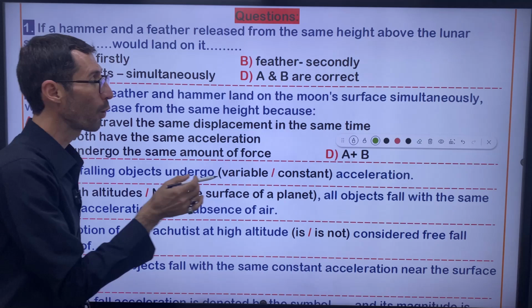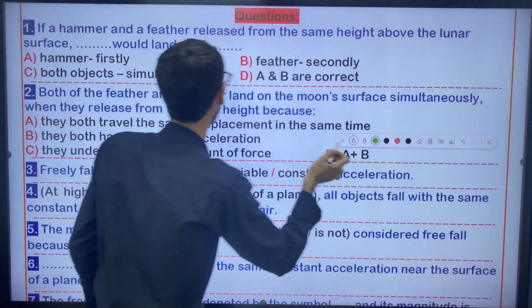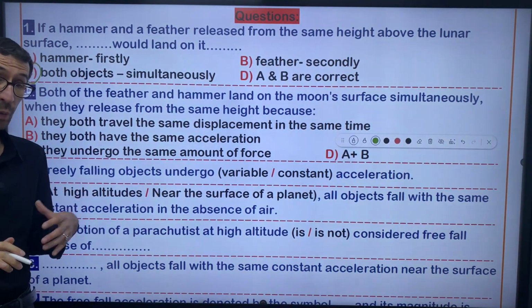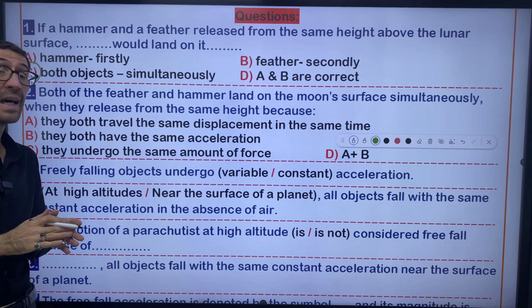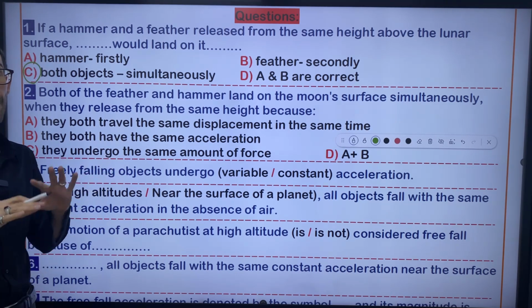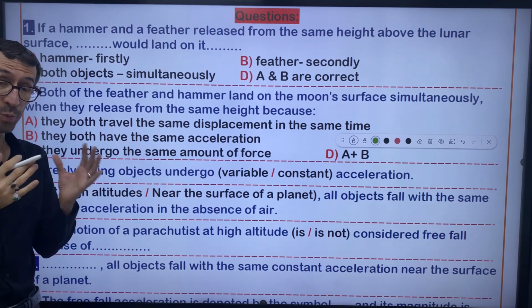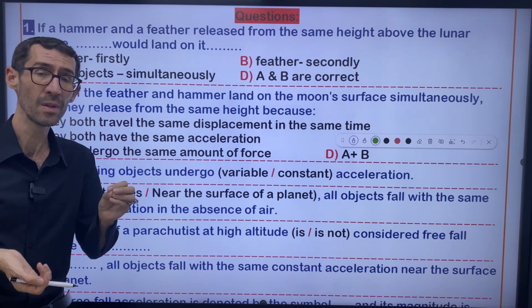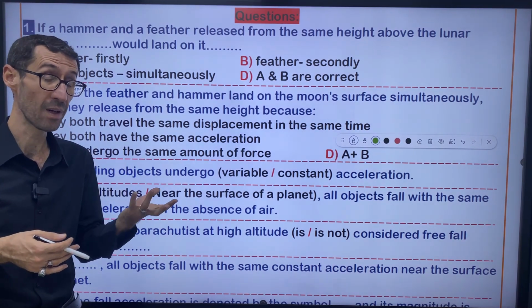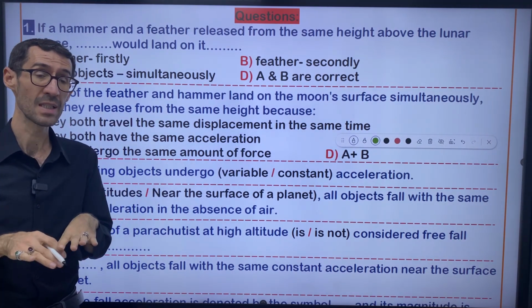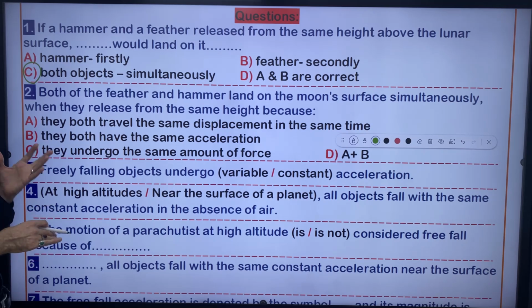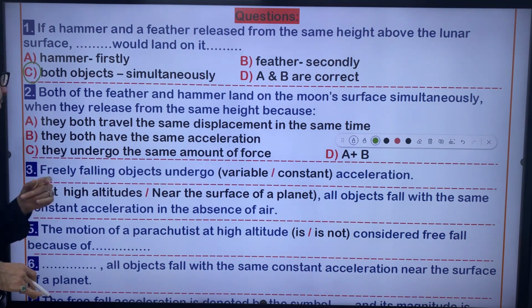Only C is true. Both objects would land on the lunar surface simultaneously because the moon does not have any atmosphere. So any motion above the surface of the moon is considered to be free fall, and all of the objects fall with the same rate. They pick up the same acceleration, which is the acceleration due to gravity of the moon.